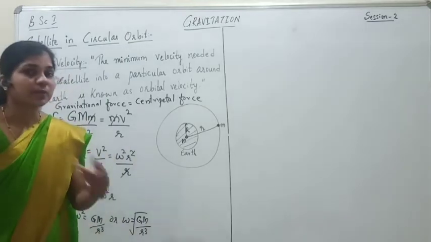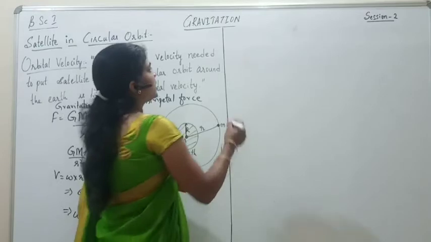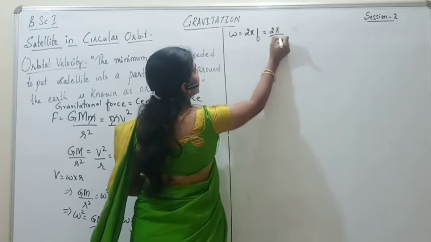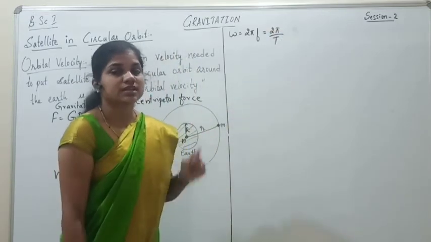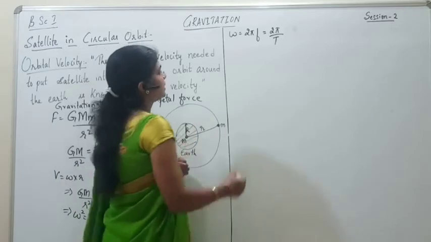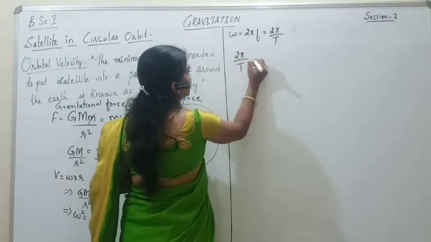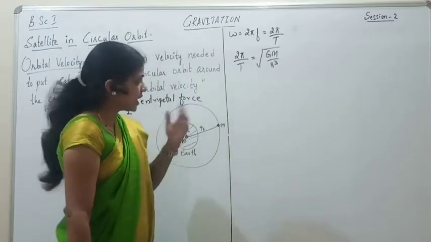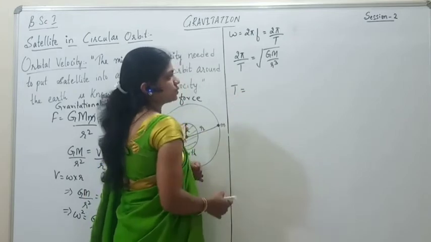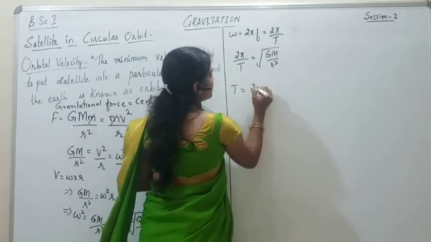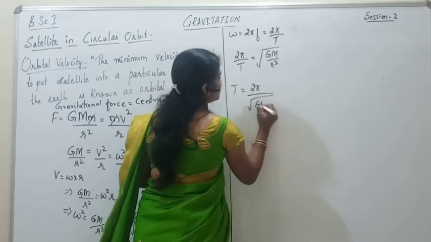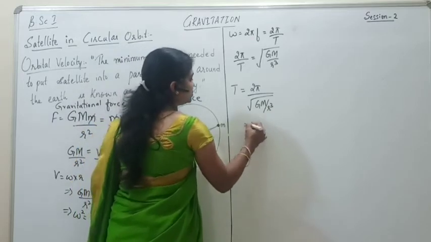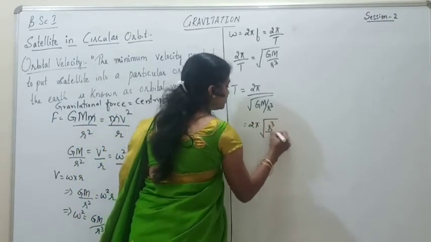Now what is omega in terms of time period? Omega is nothing but 2 pi f, or it is equal to 2 pi by T. So I can write this as 2 pi by T is equal to square root of GM by R cube. Or I can say that T is equal to 2 pi divided by root of GM upon R cube, or I can write this as 2 pi root of R cube by GM.